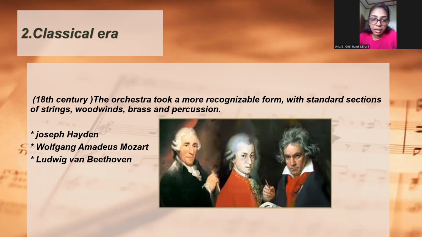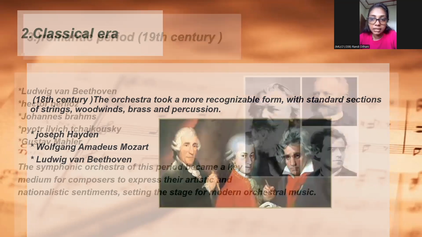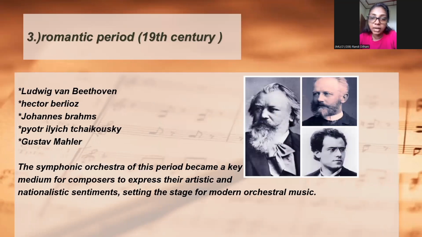During the Romantic period, the orchestra grew in size and power, incorporating a wider range of instruments to meet the demands of composers like Hector Berlioz, Richard Wagner, and Gustav Mahler. Orchestras now required more musicians, and conductors became prominent figures in shaping performances.